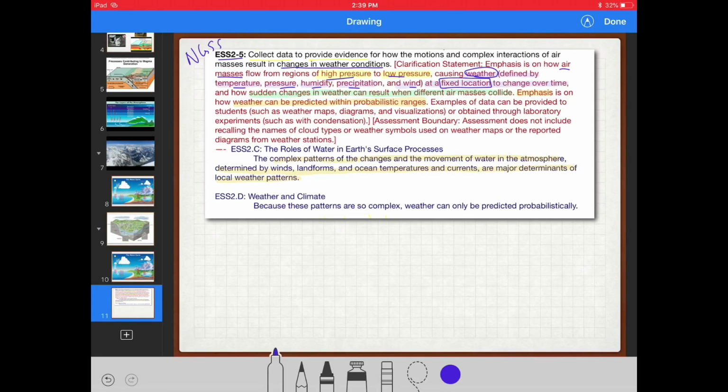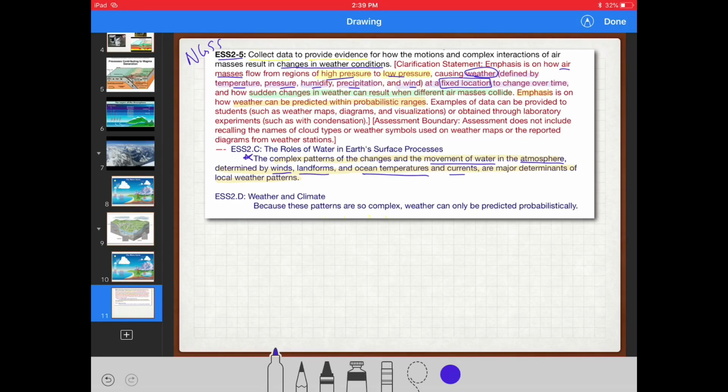And it's also important to remember that these patterns are really complex as far as when we try to measure how water moves throughout our atmosphere. Some things that can affect that are the winds on our planet, the landforms like mountains and valleys, but even the temperatures of the ocean water cause the air temperature to change too. And currents of ocean water can also be a factor.